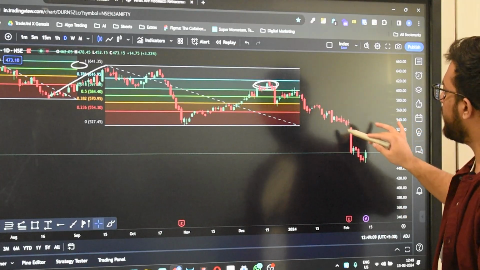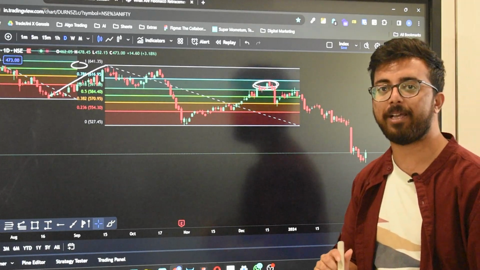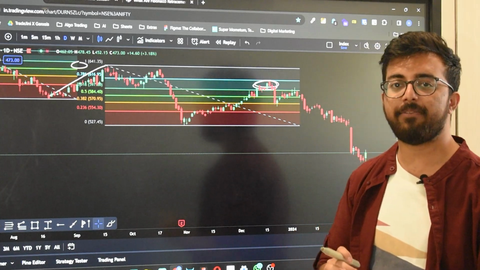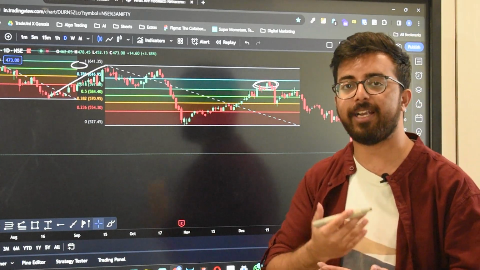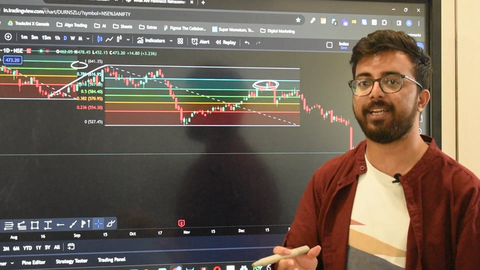Now we can expect this rally to also have a 0.6 to 0.7 pullback. This is how we use Fibonacci levels to identify where to trade and how to trade, and it makes it extremely easy to enter a trend in the market.